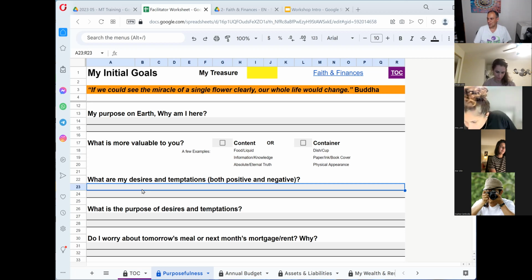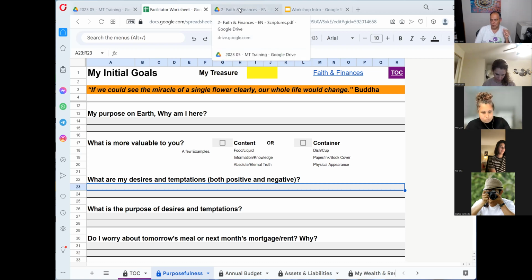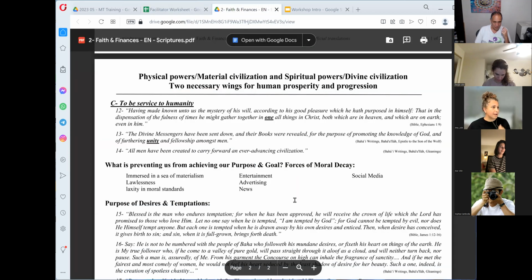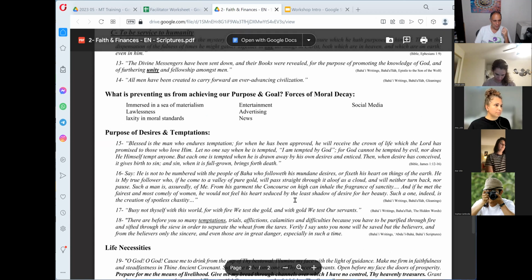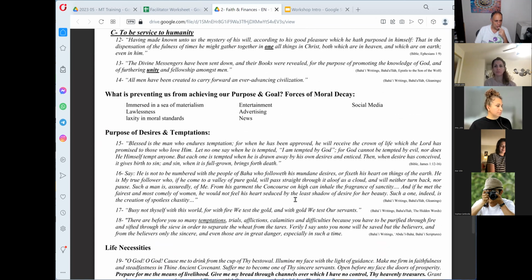Others? Anybody would like to share any other thought before we read this? And you know that it's in the writing. The writing clearly will tell us what is the purpose of these desires. Can somebody read number 15 and 16, please? Any volunteers? I'll read number 15. Go ahead, please.